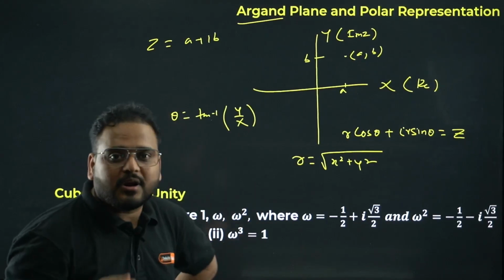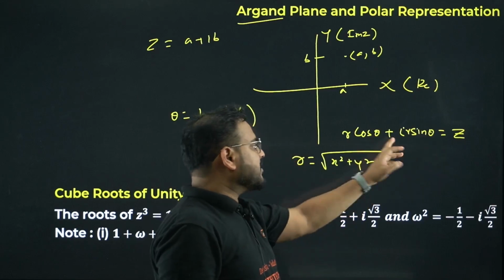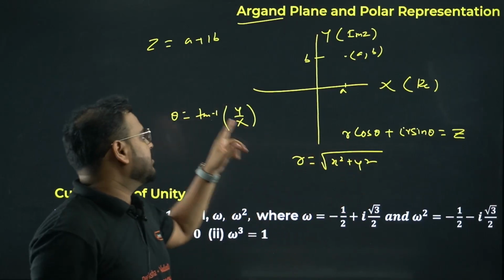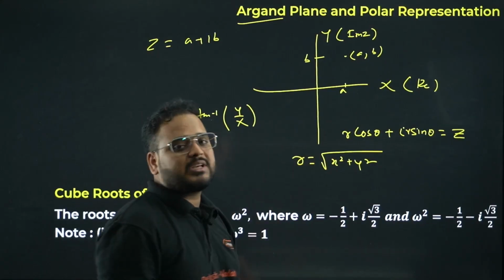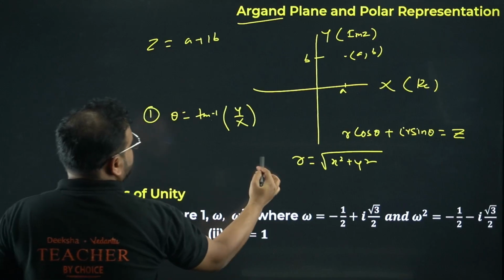If they ask me to convert, this is the relation. Z is given by r cos theta plus i r sin theta. How do you find r? Using this formula. How do you find theta? Using this formula: tan inverse of y by x is the theta formula. R is root of x square plus y square. These two are important formulas for the conversions.